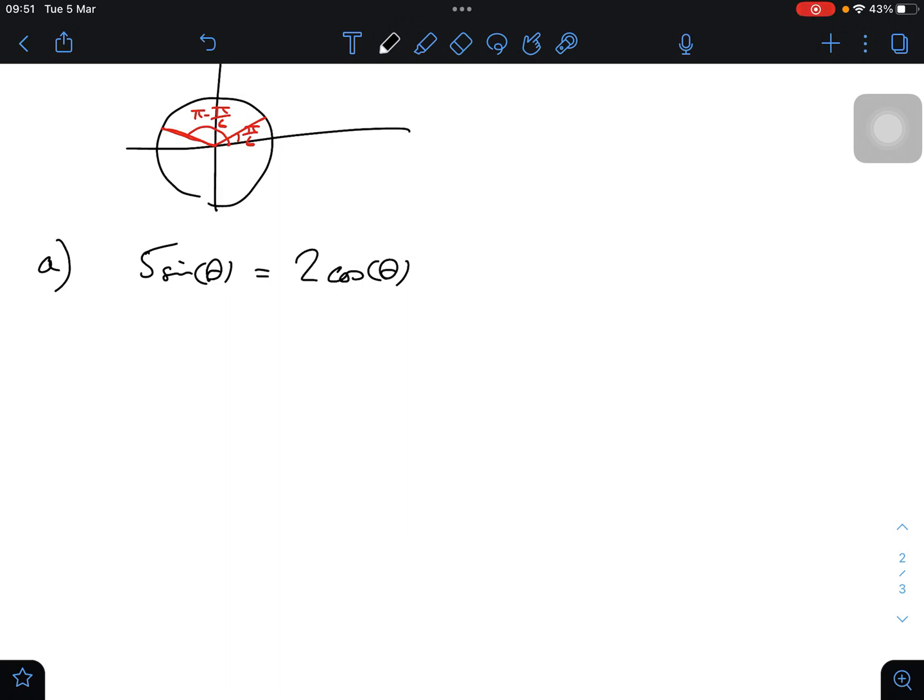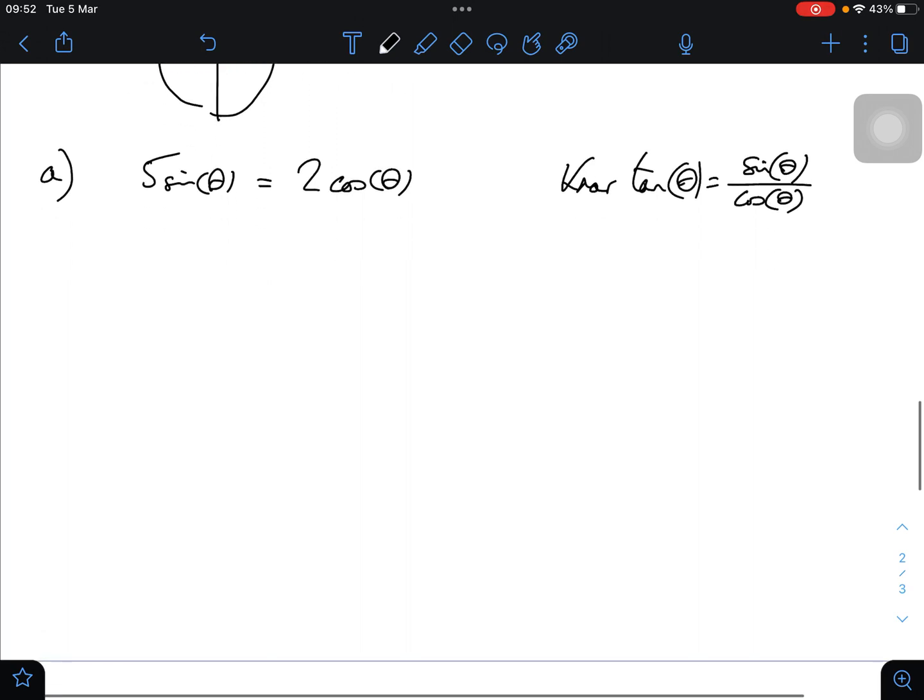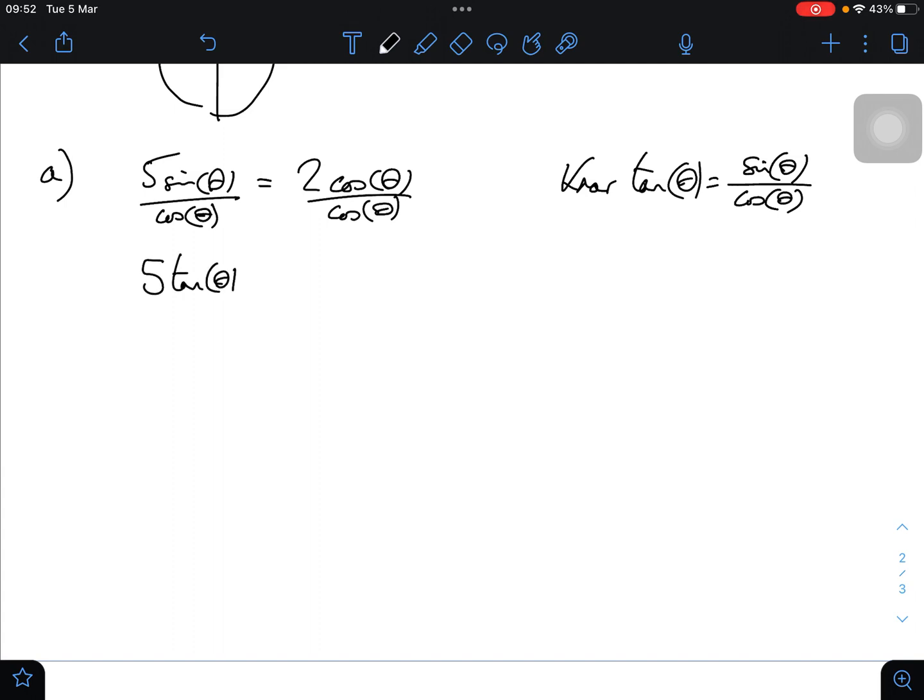Well, we know that tan theta is sine theta over cos theta. That's in your formula booklet. And so therefore all I need to do is divide this here by cos theta. If I do that, I need to divide this here also by cos theta, which is handy because it cancels. And so we get 5 tan theta equals 2, and so therefore tan theta equals 2 over 5. Part B here.